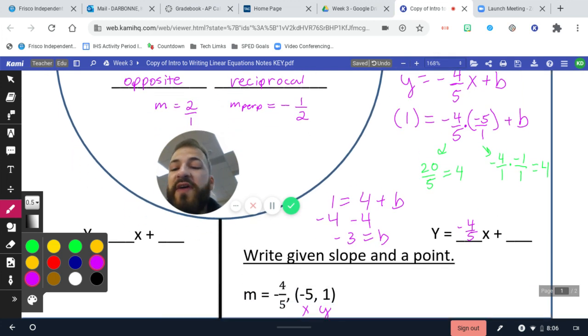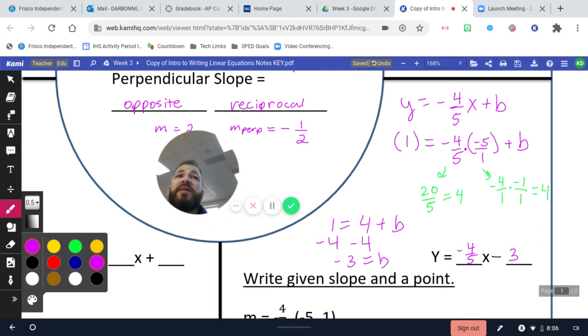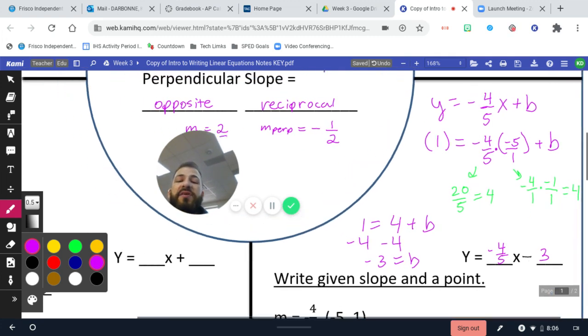So for our b value, and I know it says plus, but realistically, we don't want to write plus minus. We just want to write minus 3. And that's our equation. So a little bit more difficult because we had to solve for something. We didn't just have everything given to us.